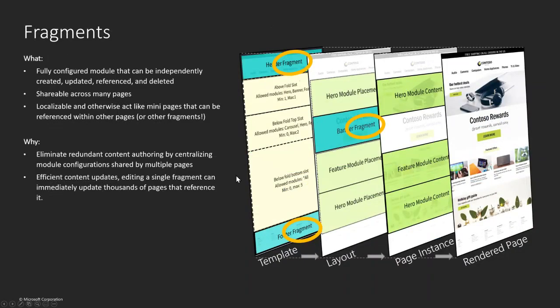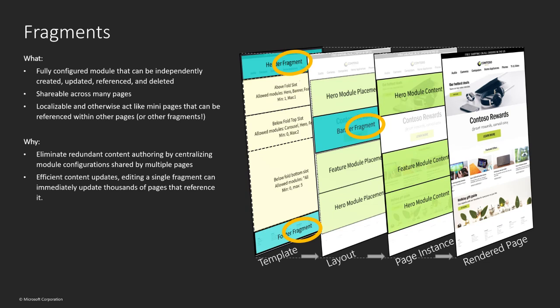You've also probably noticed this term fragment. Fragments, if you can just think of them as fully configured modules, so they have content. A module is really just a structure, but it doesn't have the localized content yet. That's something that's authored by a user or content author. But a fragment is a fully configured one, so it has the localized data and can be localized for many channels and many locales, and otherwise acts like a little mini page.